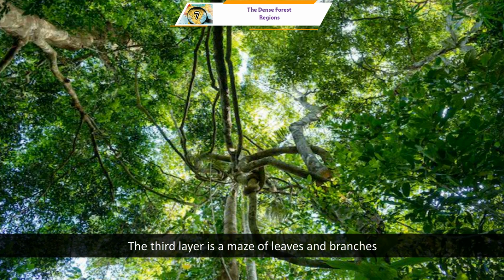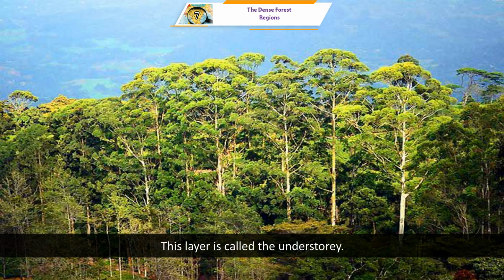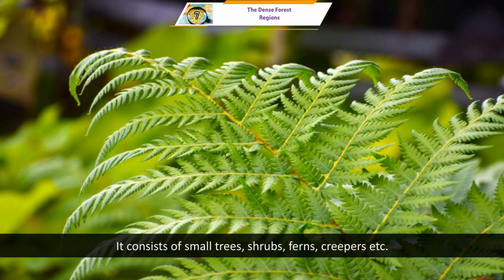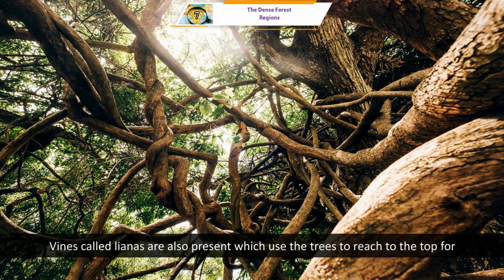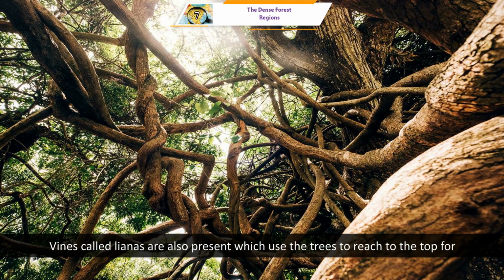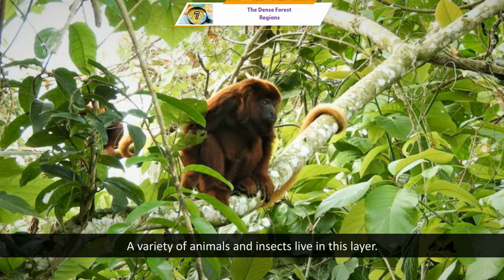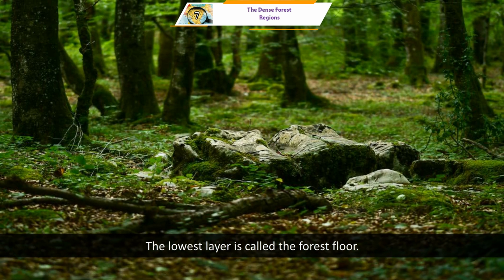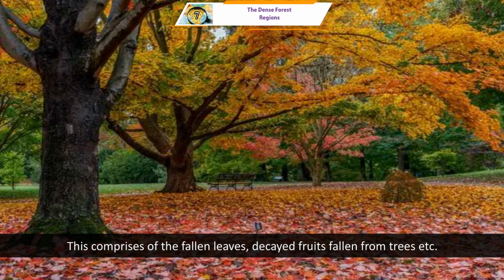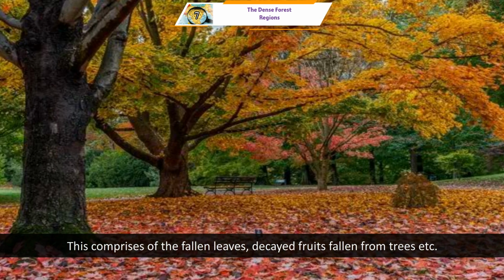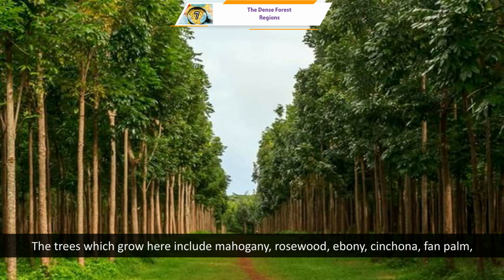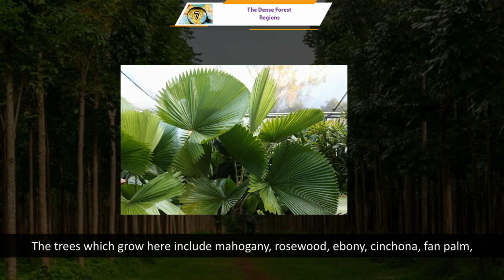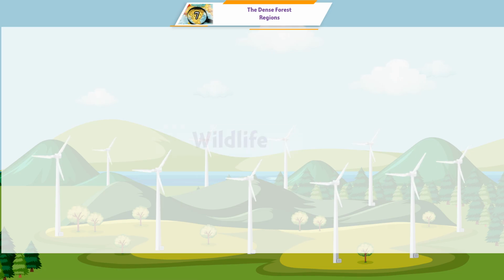The third layer is a maze of leaves and branches. This layer is called the understory. It consists of small trees, shrubs, ferns, creepers, etc. Vines called lianas are also present which use the trees to reach to the top for sunlight. A variety of animals and insects live in this layer. The lowest layer is called the forest floor. This comprises the fallen leaves, decayed fruits fallen from trees, etc. The trees which grow here include mahogany, rosewood, ebony, cinchona, fan palm, strangler fig, and rubber.